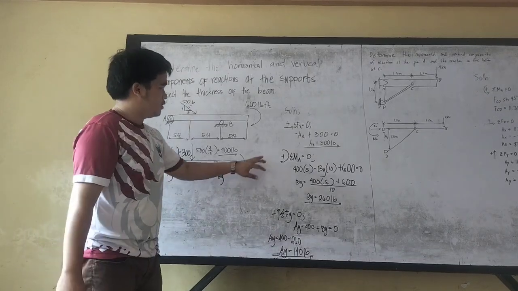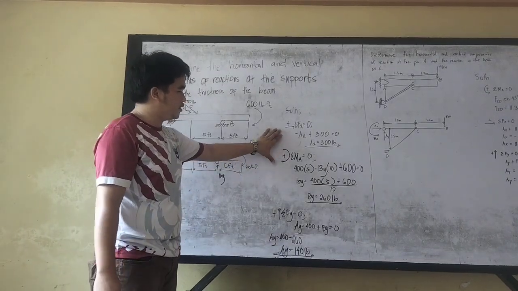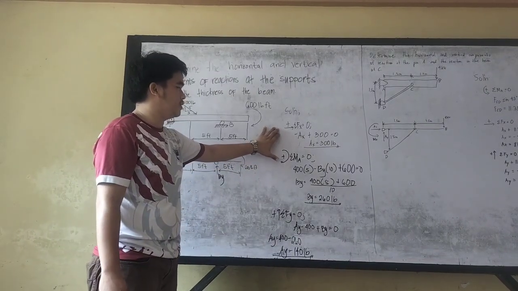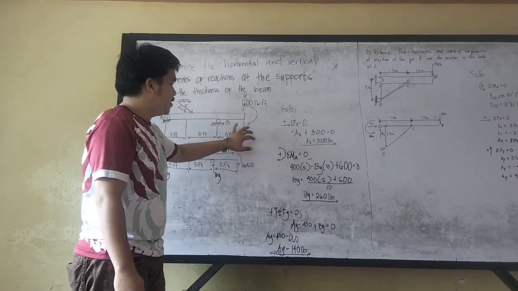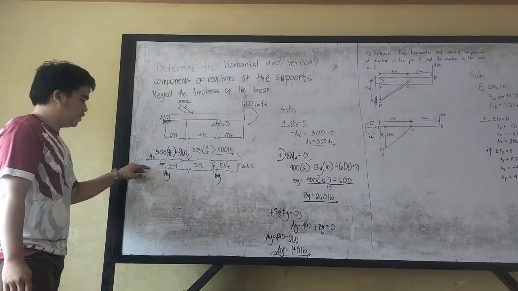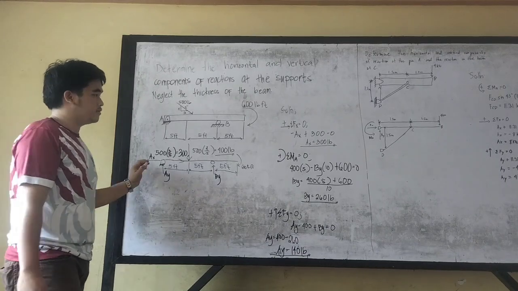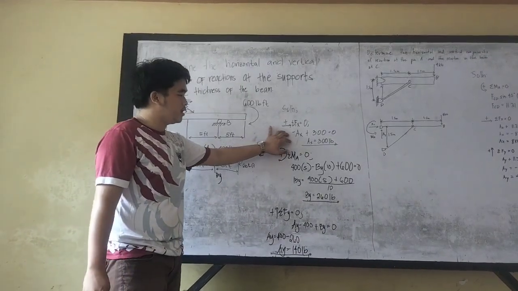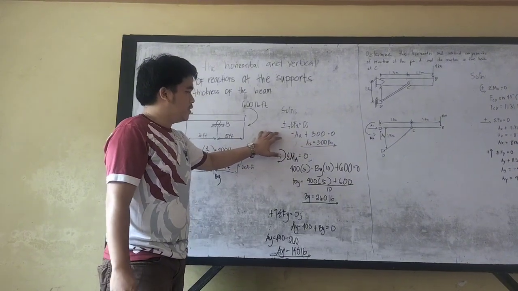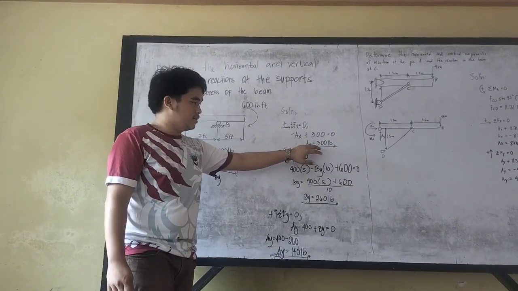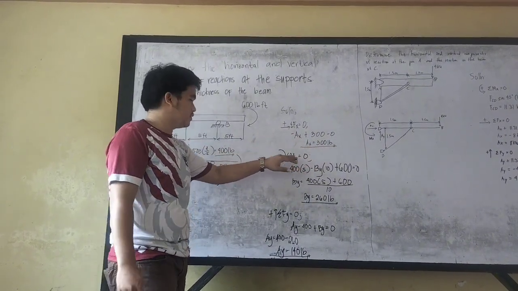So the solution is, we're going to solve first the summation of x equals 0. Since we have two unknowns, the Ax and Ey, we're going to solve it. So we have negative Ax plus 300 equals 0. Then our answer is 300 pounds.